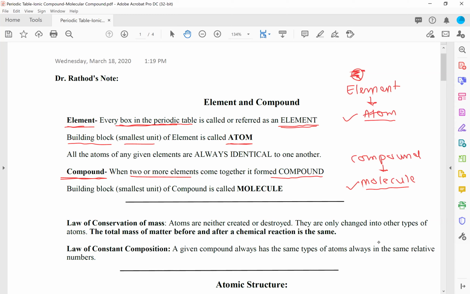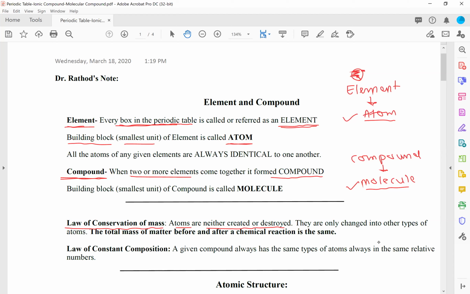We are still going to talk about more of the theoretical part, and there are two laws that we are generally going to refer to. These laws are really simple. I'm just going to read this once and then explain it to you. The first law is the law of conservation of mass. Conservation means retaining, and mass means the weight. What it says is that atoms are neither created nor destroyed.